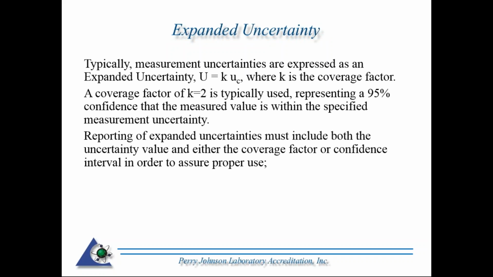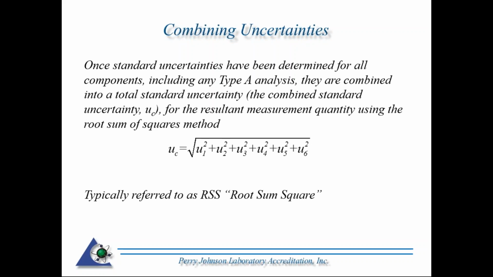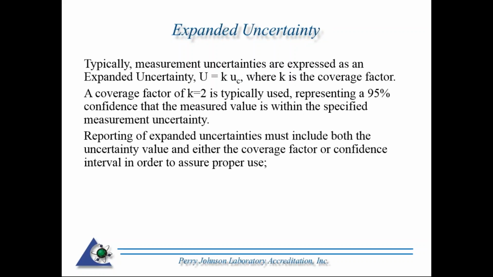So typically measurement uncertainties are expressed as an expanded uncertainty. We talked about the k factor, confidence interval. Our expanded uncertainty is our k times what we got here in our combined uncertainty. Hence, we get an expanded uncertainty. Our k is the coverage factor. A coverage factor of k equals 2 is typically used, representing a 95% confidence that the measured value is within the specified measurement uncertainty. Reporting of expanded uncertainty must include both the uncertainty value and either the coverage factor or confidence interval in order to assure proper use.